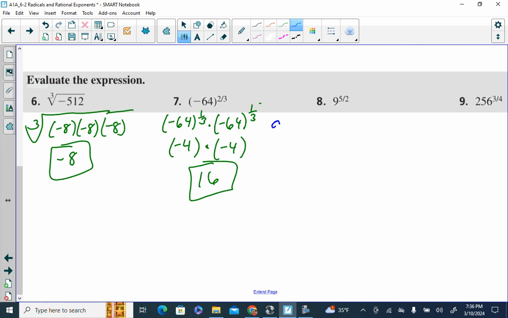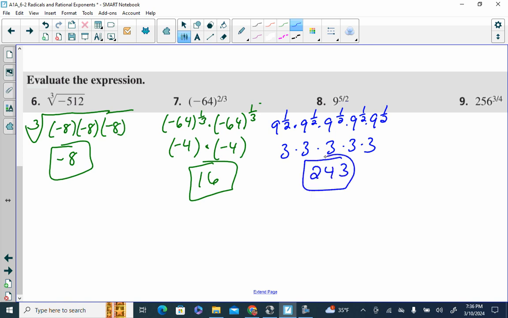9 to the 5/2 power. That's the same as 9 to the 1/2 power, used as a factor 5 times. That's 9 to the 1/2 times 9 to the 1/2 times 9 to the 1/2 times 9 to the 1/2. 9 to the 1/2 is the square root of 9, which is 3. Times 3 times 3 times 3 times 3. 3 times 3 is 9, times 3 is 27, times 3 is 81, times 3 is 243.